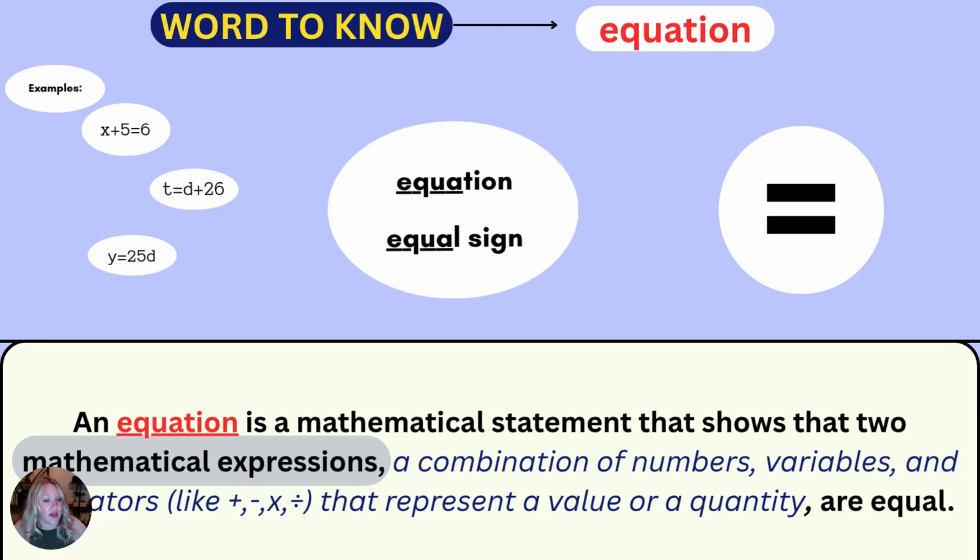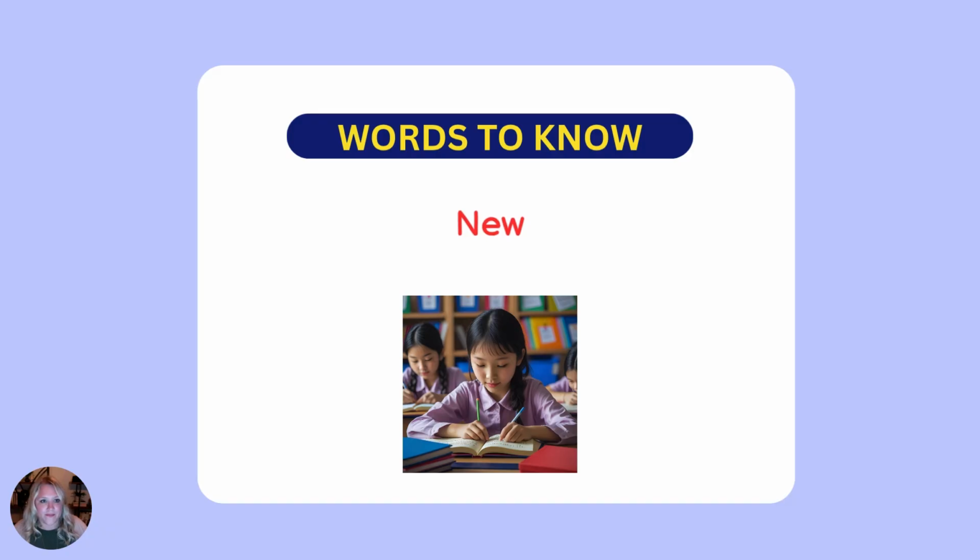Some examples we have here on this page are x plus 5 equals 6, t equals d plus 26, and y equals 25d. I'd like to point out on that one, y equals 25d, we don't put an x for multiplication just because we do use that as a variable as well. So we just put the 25 and the d right next to each other, and that means 25 times d, just as a review there.